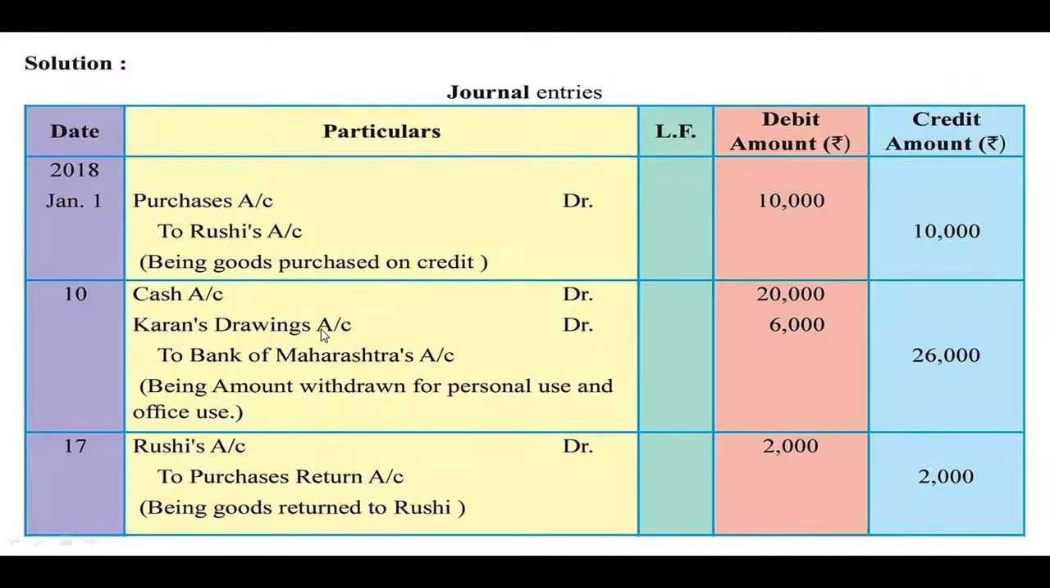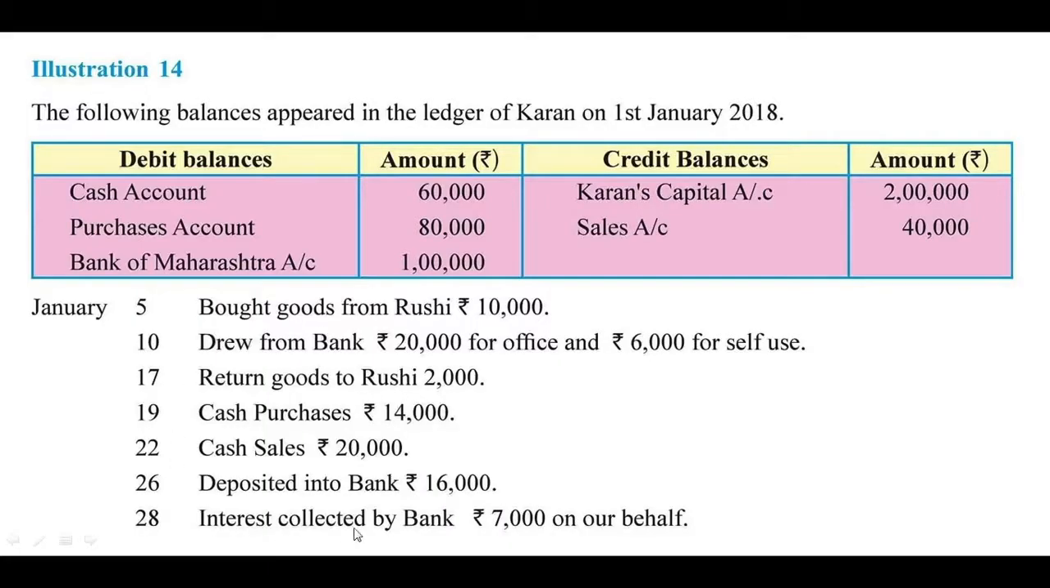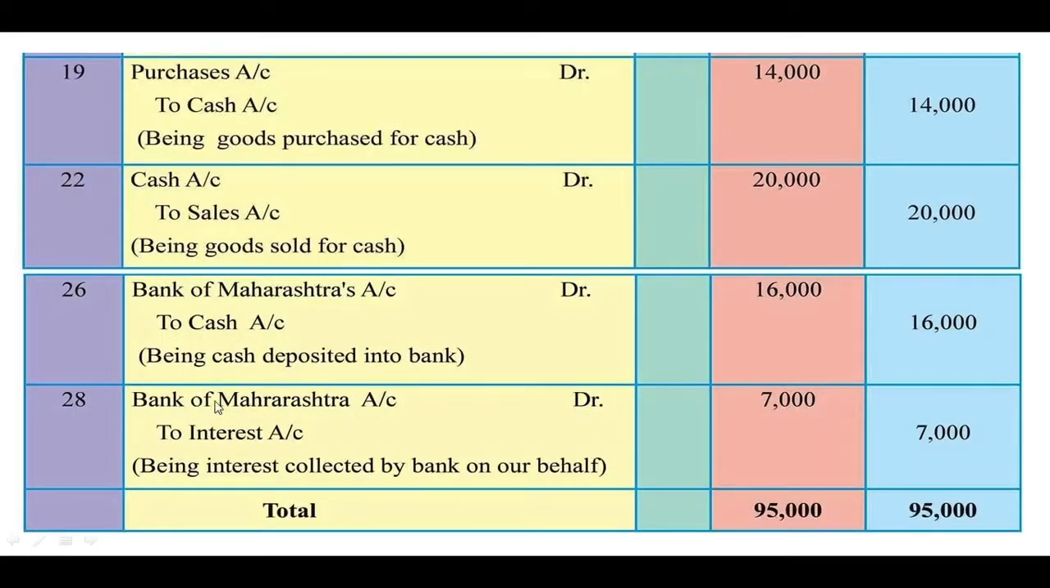Then the last transaction, interest collected by bank rupees 7,000 on our behalf. Now this interest is collected, it means this interest is an income for us, and since bank has collected this interest, Bank of Maharashtra account should be debited. So the last journal entry is Bank of Maharashtra account debit, because bank receives this money, to interest account because interest is the income. Then after that we have to take the total of the debit and the credit column.